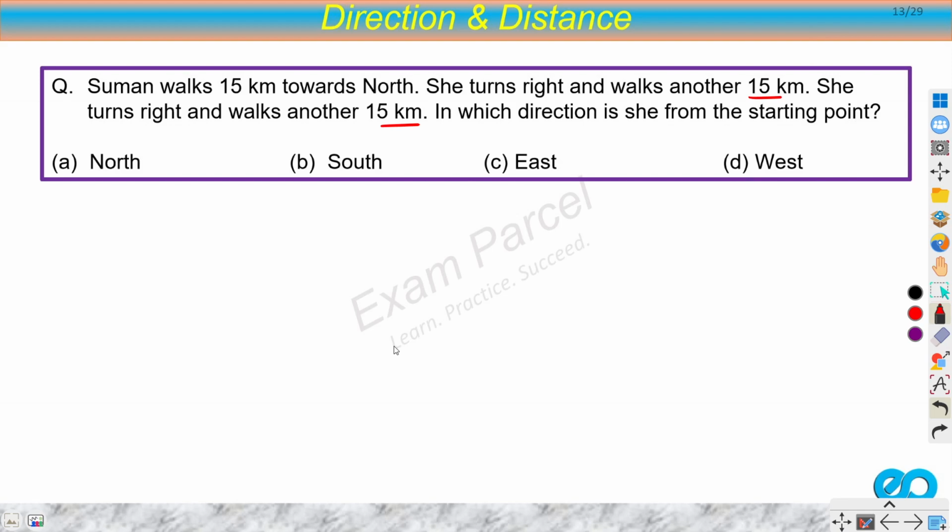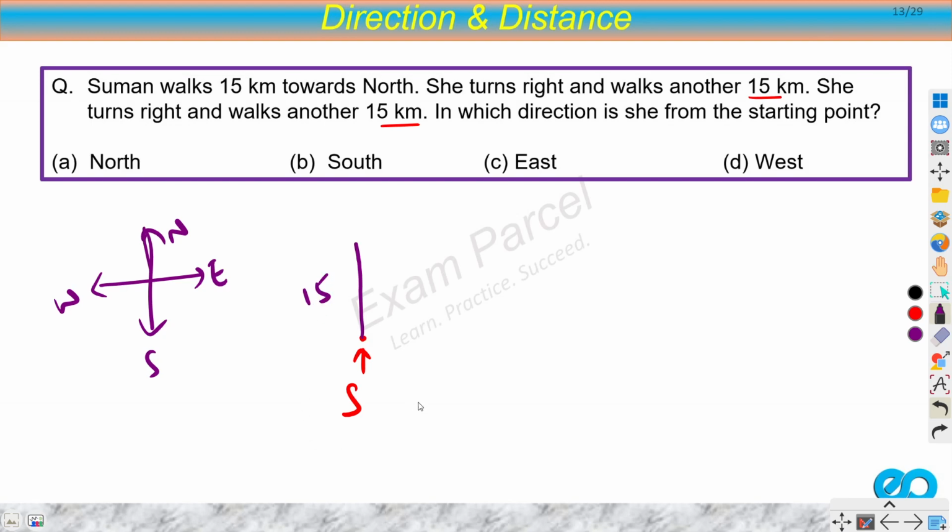Okay. So let's say this is my starting point. Okay. This is my starting point and I call this Suman, S for Suman. Suman walks 15 km towards north. So let us first draw these four directions. This is east, this is north, this is west, this is south. Okay. So Suman walks 15 km towards north. So this north is upwards, right? So Suman will walk 15 km towards north. So this is 15.